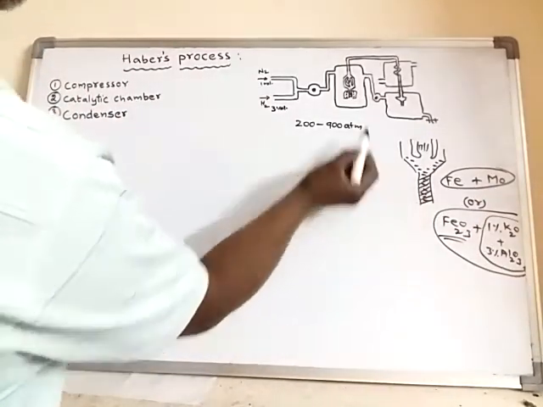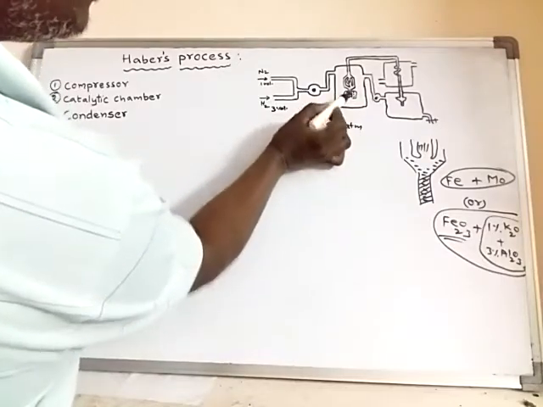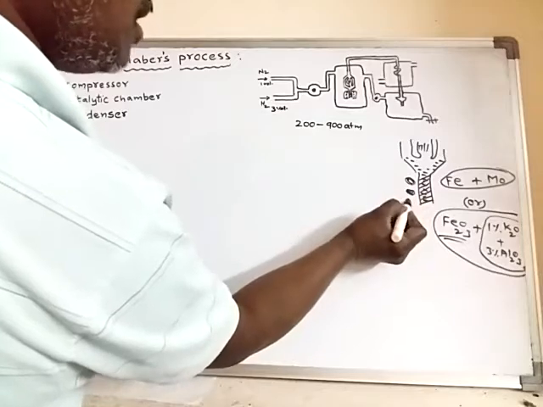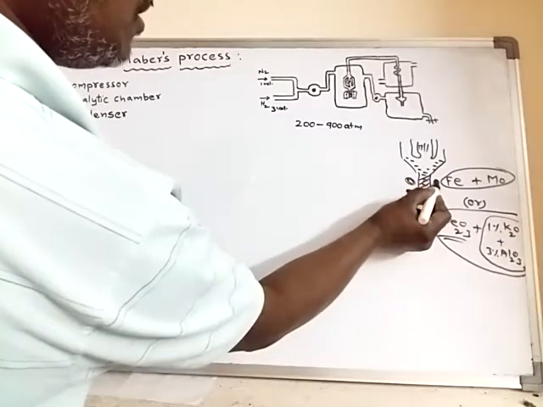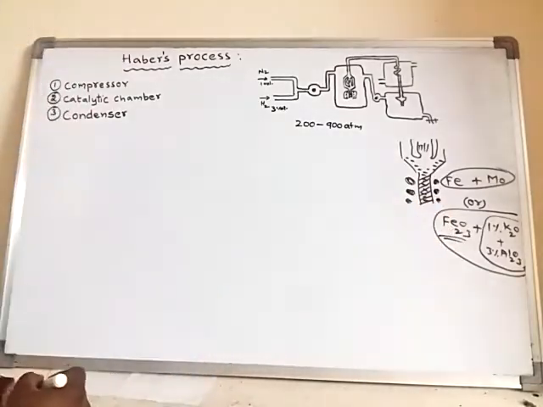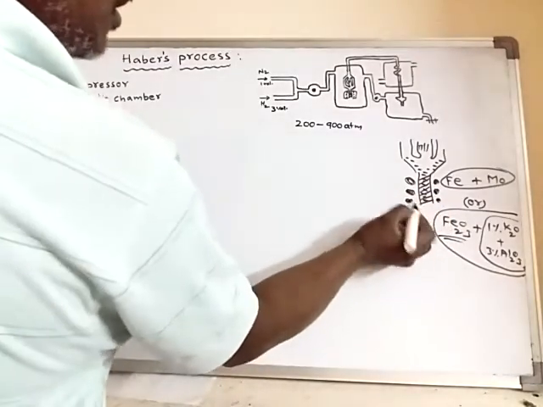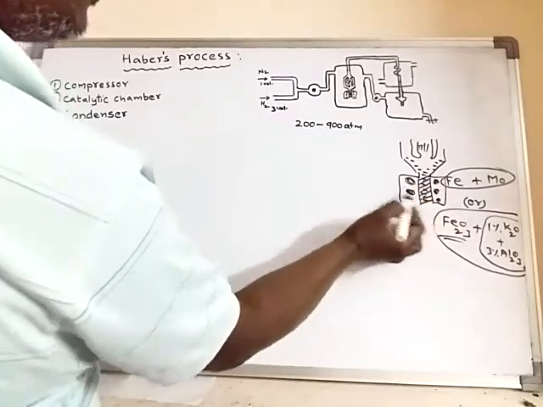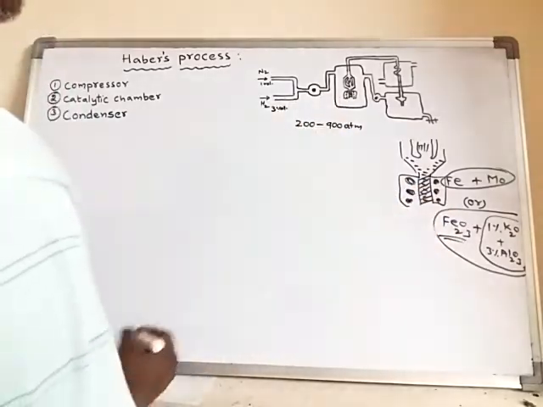Surrounding this pipe there is a heating coil. We heat it electrically, as there is an electrical supply. This is called the heating coil.